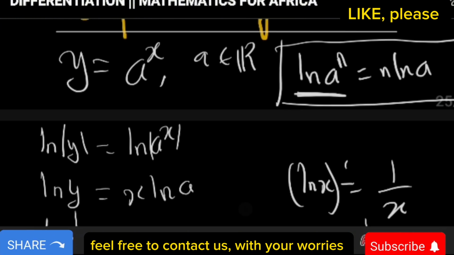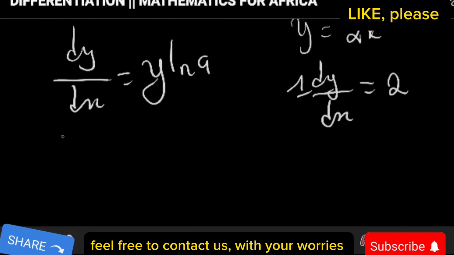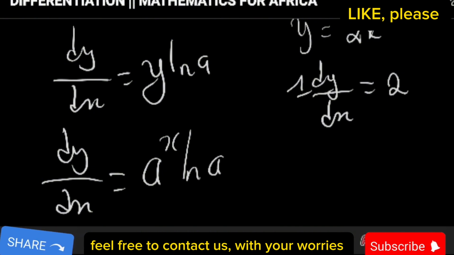But what was our y? Our y was equal to a to the x. So we go ahead and replace that. So our dy on dx will be equal to a to the x ln a. Have you seen that? Okay, now this is my target. This is where we wanted to reach.